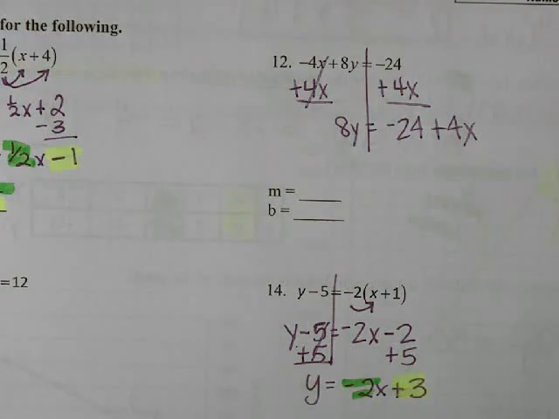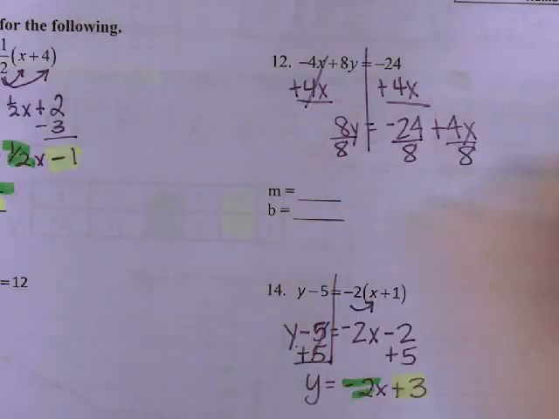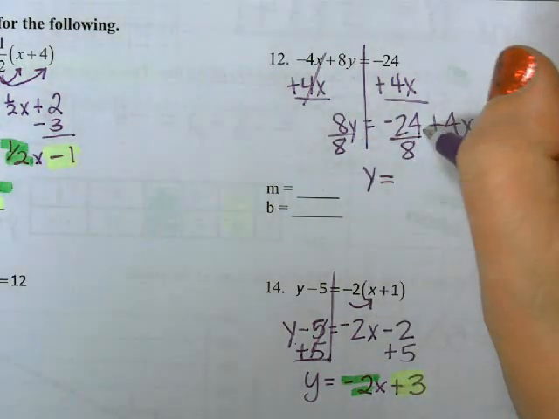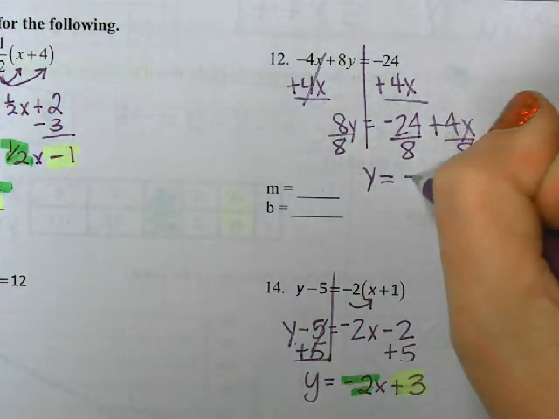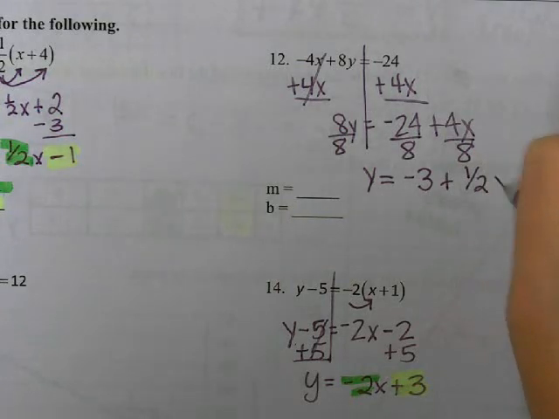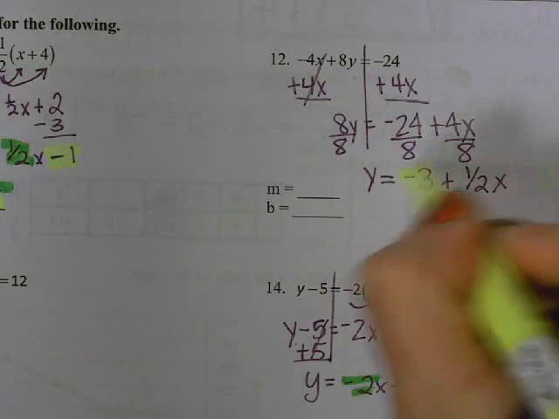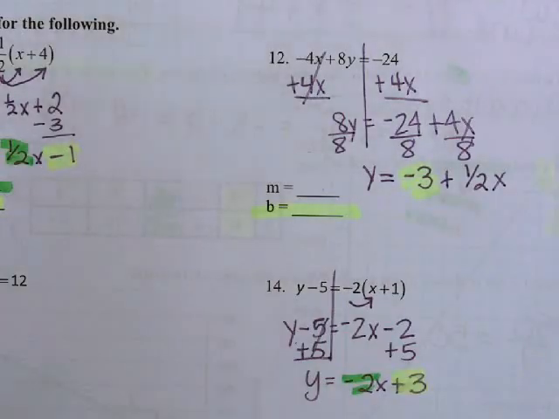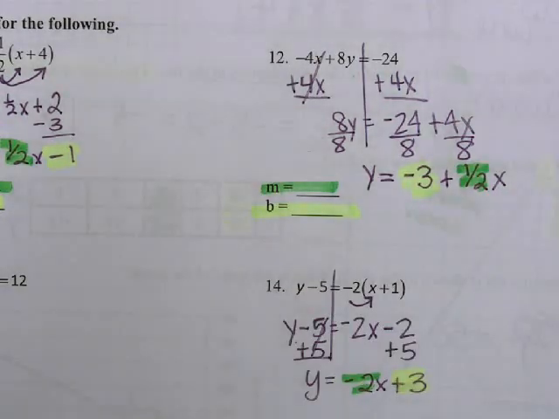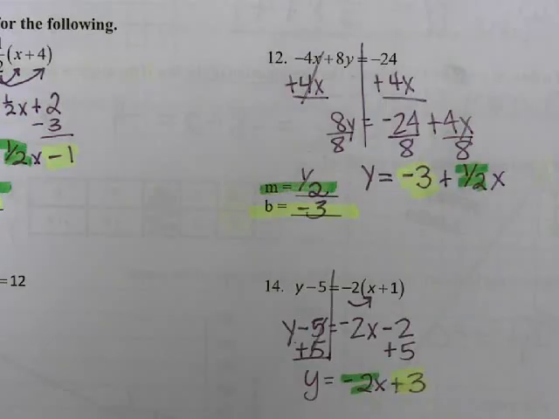And then remember, we have to share the love. So we're going to divide by 8 on every part of this equation. We're going to share the love between all of them. So this is y equals -24 divided by 8 is -3. And 4 divided by 8 is 1/2. So we put that before the x. Then remember, b is the number that you add or subtract, and m is the number before x. So m is 1/2, and b is -3.